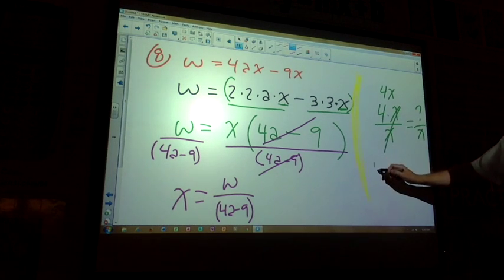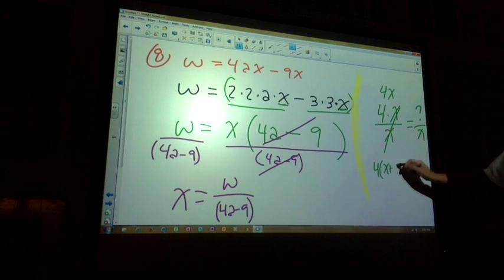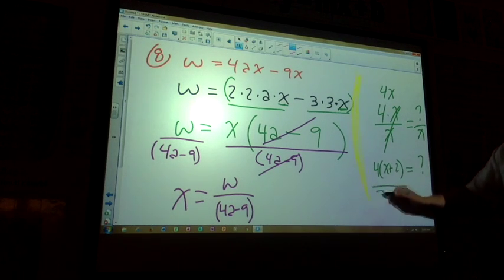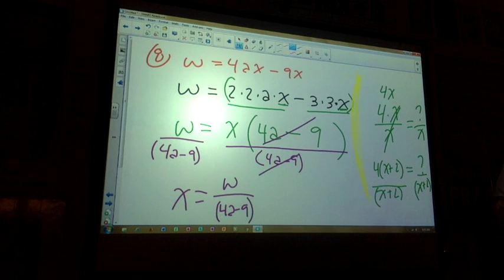Now, if I had 4 and then x plus 2 equals something over here, I can divide both sides by x plus 2 as a whole term. It comes as a whole unit. That cancels out. I could have also said, let's divide by 4, and I could have had x plus 2 equals question mark over 4. So there are just different ways to manipulate it.